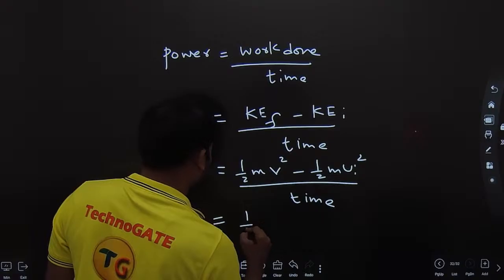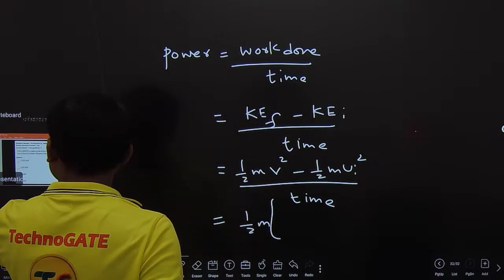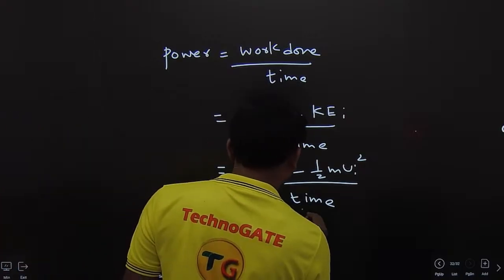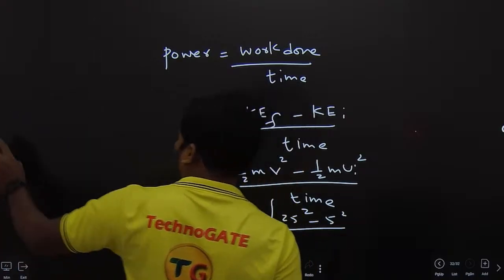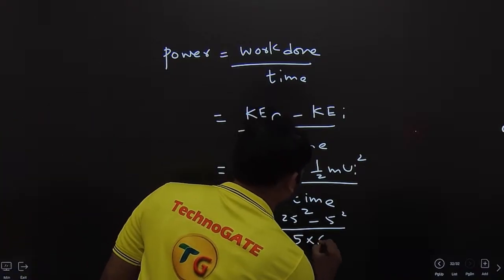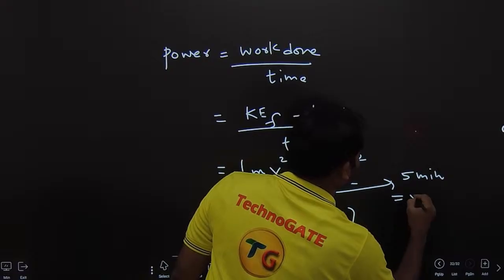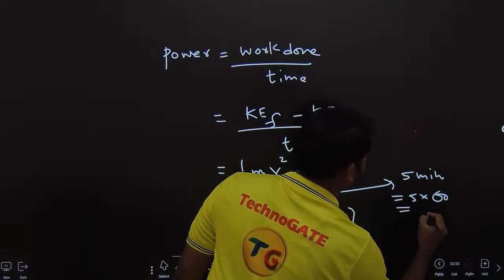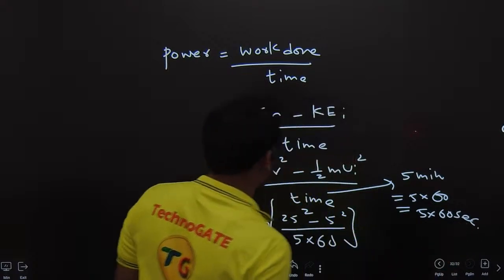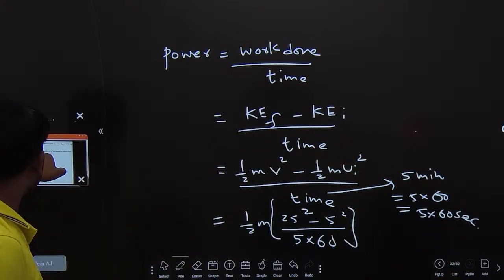So half m final velocity square minus half m initial velocity square, whole divided by time. If you take the values, half m, and the change in velocity, it is 25 square minus 5 square, divided by 5 minutes. Time is 5 into 60, that is 5 minutes, which is 5 into 60 seconds. We need to substitute in SI units. That's how I did it. And the value of m, mass, is given as 2.05 into 10 power 6.